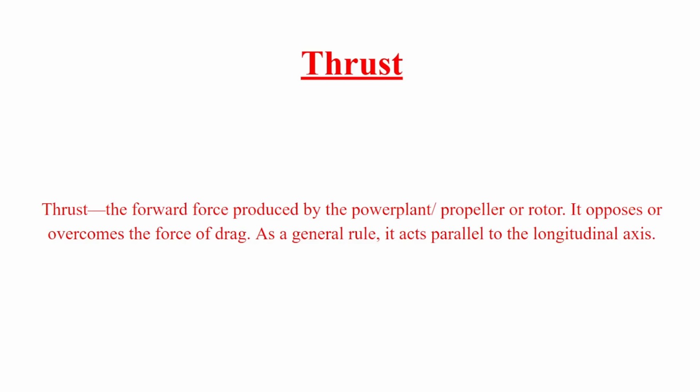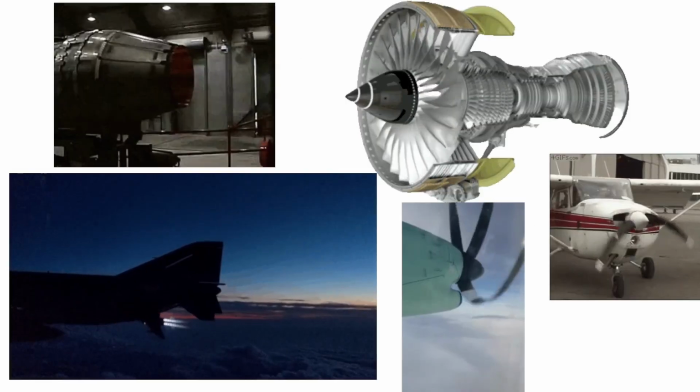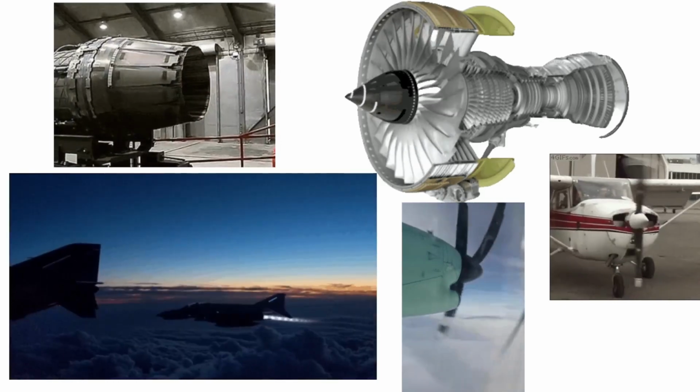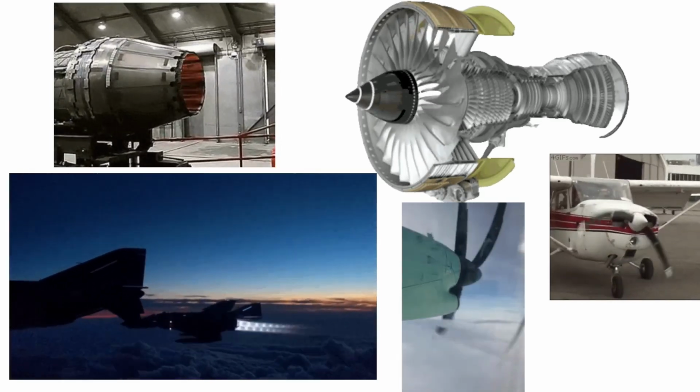As a general rule, it acts parallel to the longitudinal axis, which would mean from the tail of the aircraft through the nose of the aircraft, out to the front. It's pulling us toward the front. Here are a couple different examples of thrust.